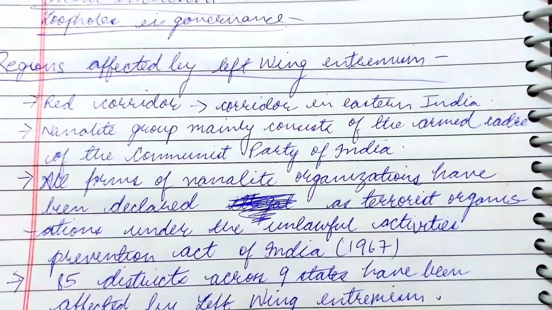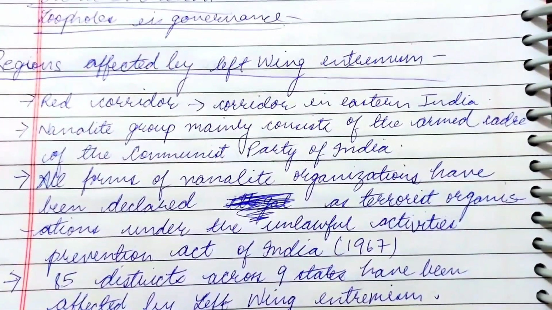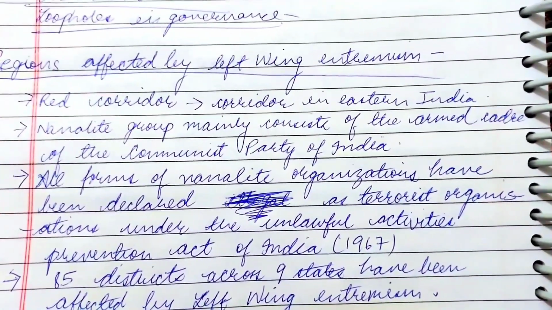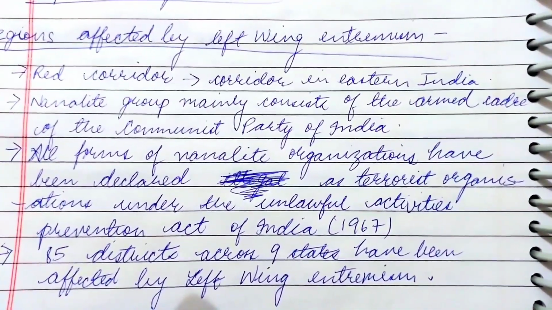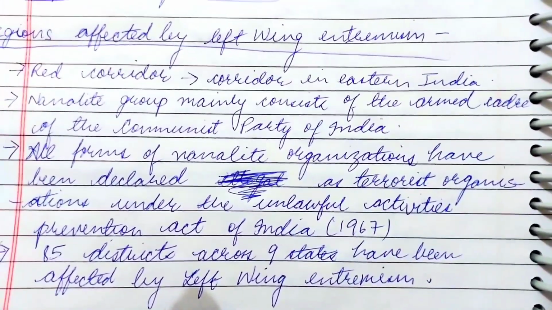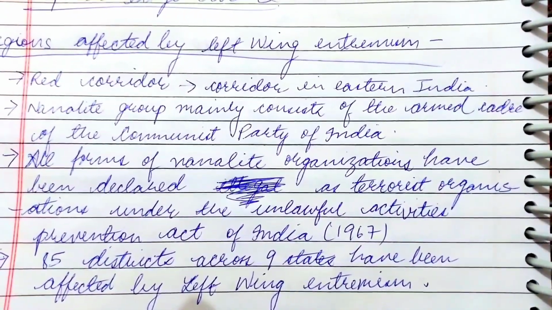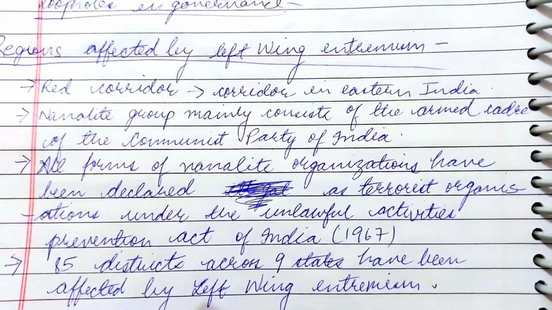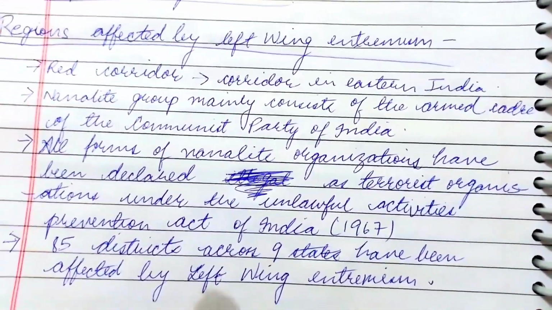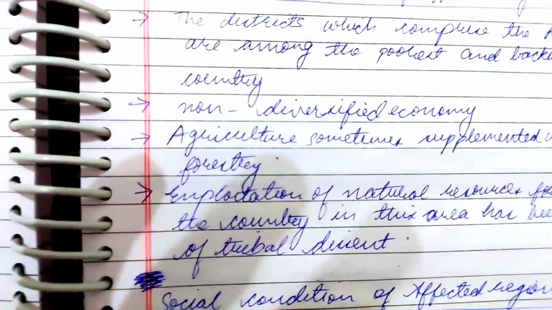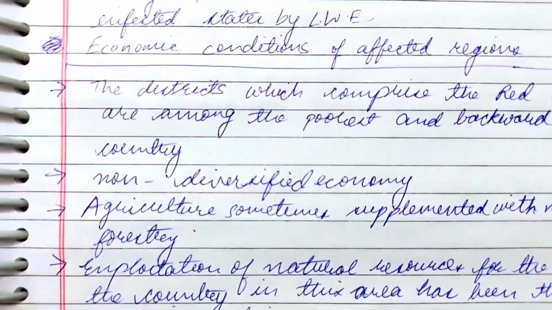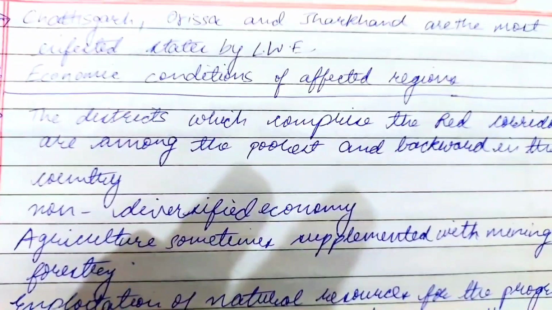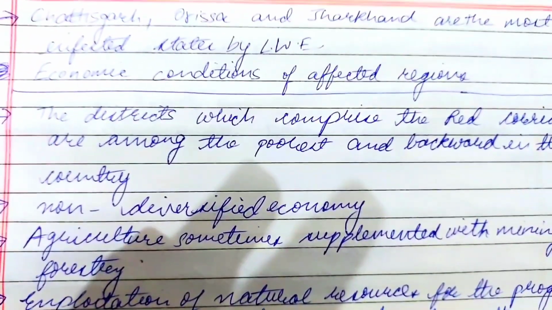All forms of Naxalite organizations have been declared terrorist organizations under the Unlawful Activities Prevention Act of India, and they have been banned. 85 districts across 9 states have been affected by left wing extremism. These 85 districts have been identified across 9 states, and they have been seriously affected by left wing extremism. These states are Chhattisgarh, Orissa, Jharkhand, and some are also in Andhra Pradesh and Telangana.